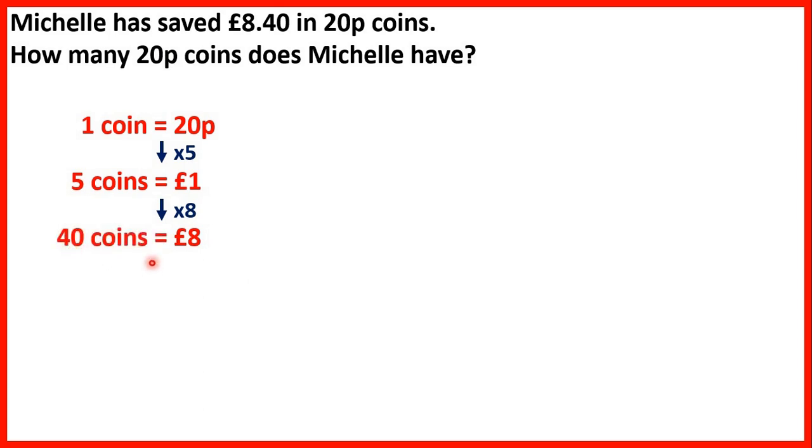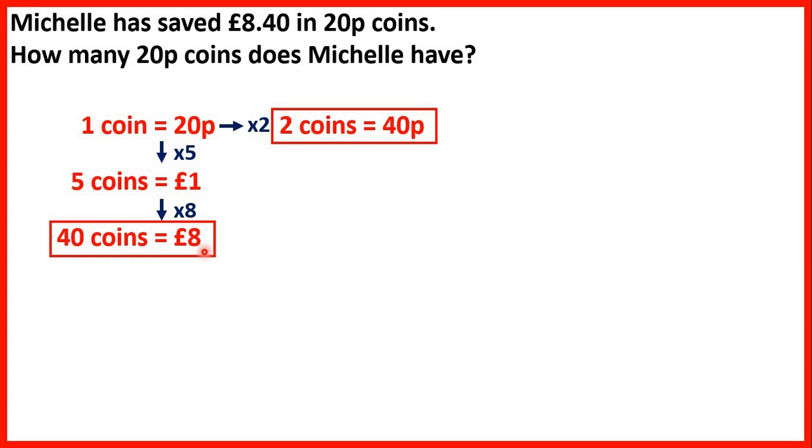So 5 times 8 is 40. That means that 40 coins means £8, but we want £8.40. Now if we multiply 20p by 2, we get 40p, so 2 20p coins make 40p. 40 20p coins make £8. So if we put that together, we get 42 coins making £8.40.